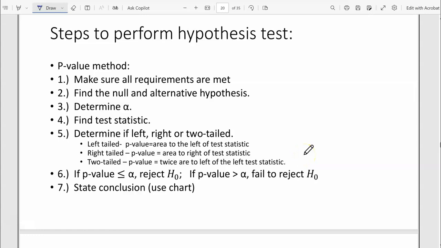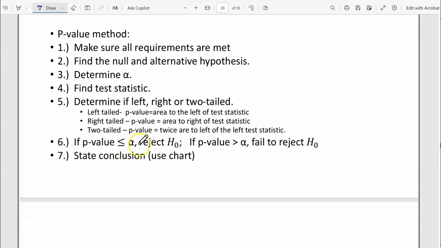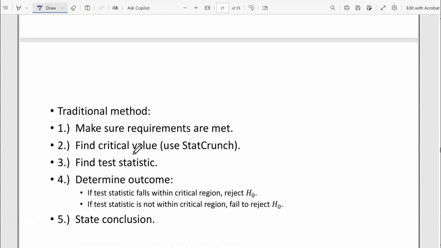So what are my steps to perform a hypothesis test in general? You always have to make sure that your requirements are met. You have to find the null and alternative hypotheses. You have to figure out what your alpha value is. You have to find the test statistic. You have to figure out, is it left, right, or two-tailed? Because remember, that's tied to alpha. And then you just compare p to alpha. If p is greater than alpha, you fail to reject. If p is less than alpha, you reject. And then we're going to state our conclusion, and you've got that nice chart to help you state the conclusion.